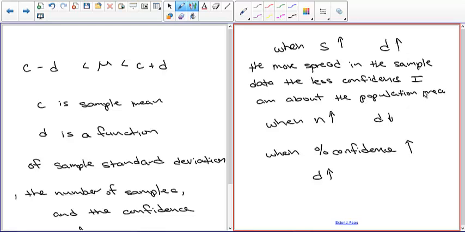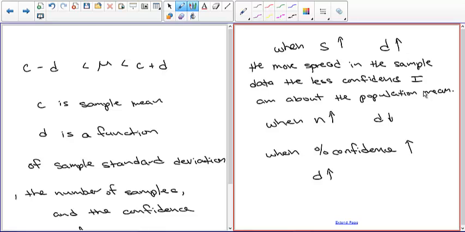mean. So I take the data, it has a mean, but if it's spread out widely on either side of the sample mean, the less sure I am about where the population mean is, just because of the way that the data is spread out. Okay. The more concentrated the data is around the mean, the better I would feel about predicting where the population mean is.